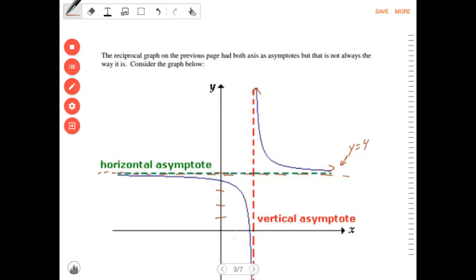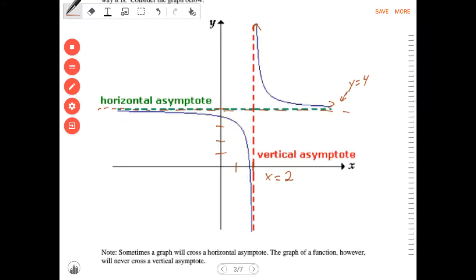And the vertical asymptote, let's say 1, 2. A vertical line, you'll remember, is an x equals line, so x equals 2. That's the equation of the vertical asymptote. y equals 4 is the equation of this horizontal asymptote. I just wanted to show you that the asymptotes can be anywhere. It's really not a problem.